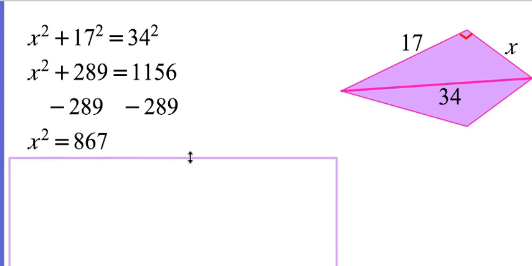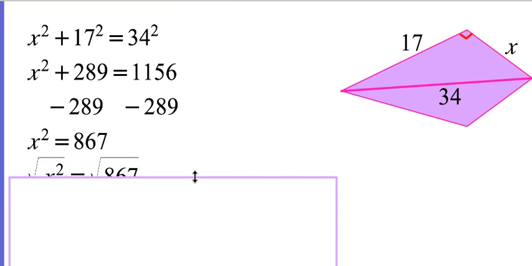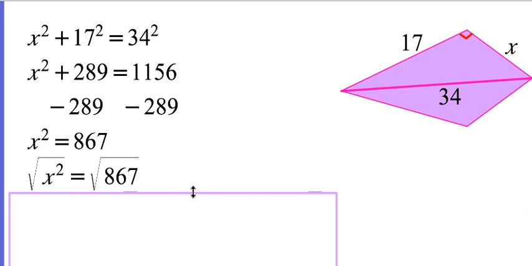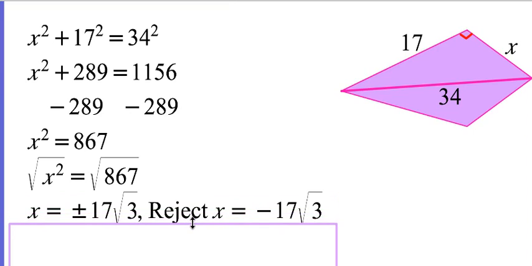867 is close to 900. So the square root of 900 would be 30. So I know that 867 is not going to be a perfect square. So I need to look for factors. And it's not an even number, so I won't bother dividing by 2 to figure out if we can find a factor that's a perfect square. However, let's divide by 3.